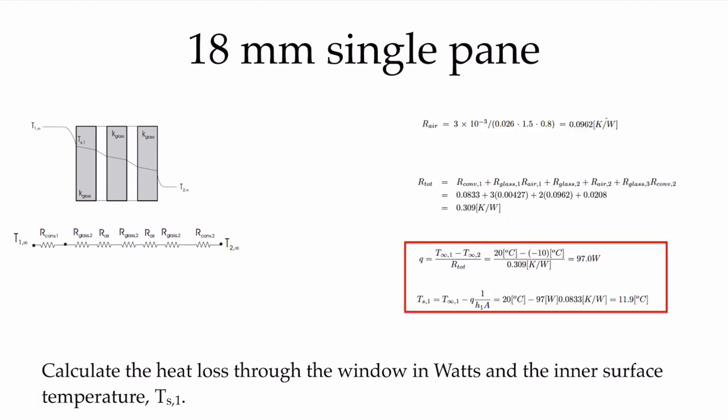Evaluating each of those resistances, following the same procedure, we now calculate that our heat transfer compared to the double pane window has gone up. It's now 97 watts, and of course, correspondingly, the surface temperature has gone down. It's still reasonably warm, but we've added more expense to this window, and the heat loss has actually gone up, and the temperature has gone down.